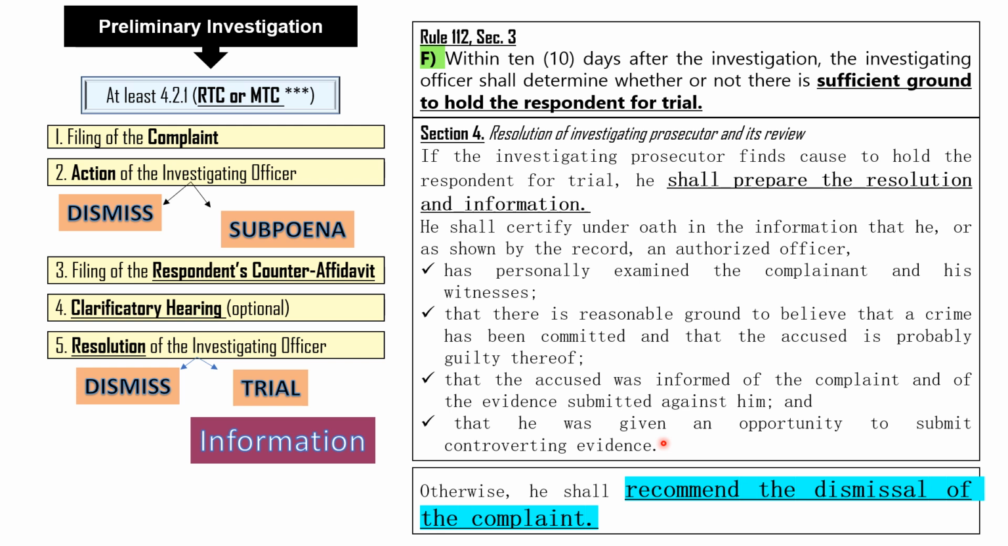Take note ha, ang requirement lamang ng batas is to inform the accused of the complaint, to inform him of the evidence, and to give him that opportunity. It is not the requirement of the law that for the accused or for the respondent to submit his counter-affidavit. Kaya kung yung choice ng respondent is hindi mag-submit, hindi mangialam, then that is his choice. The law respects that, but of course, it will not prevent the fiscal to hold the respondent for trial.